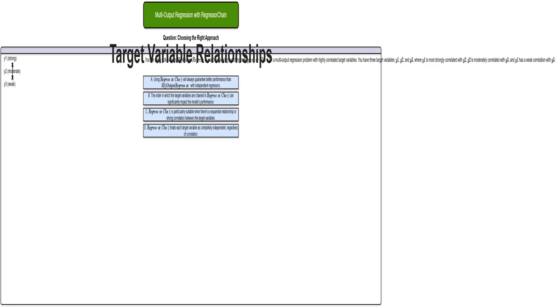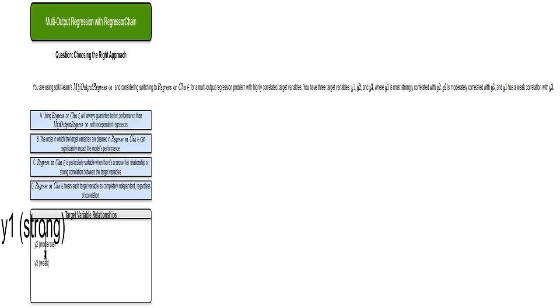This section clarifies the relationships between the three target variables, y1, y2, y3. The strengths of these relationships are indicated as strong, moderate, and weak. This specifies the strong correlation between y1 and y2. This specifies the moderate correlation between y2 and y3. This specifies the weak correlation between y1 and y3.